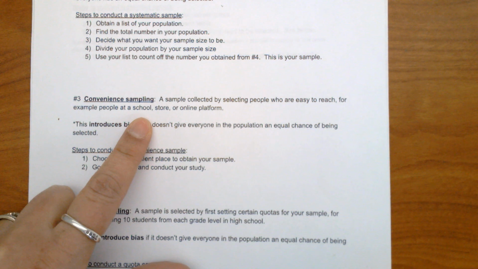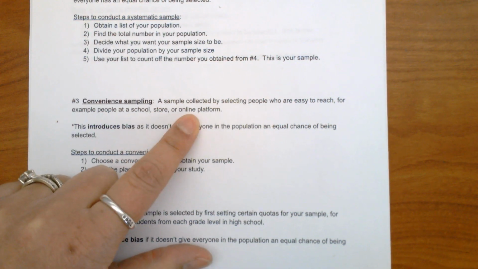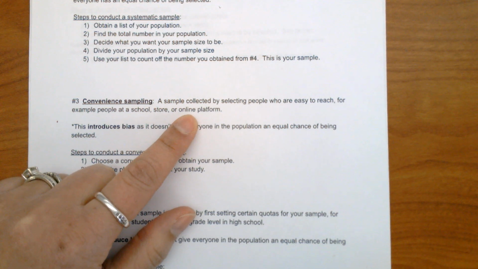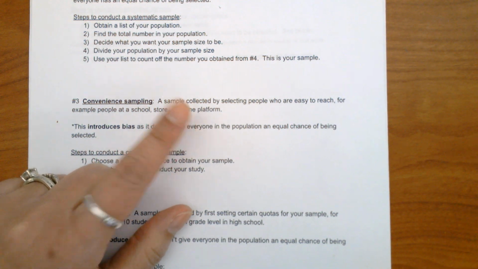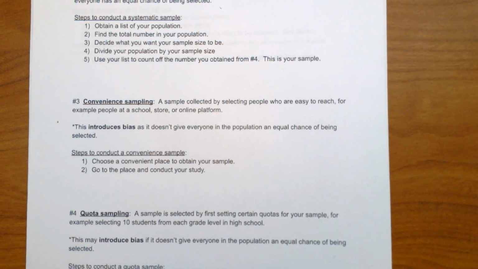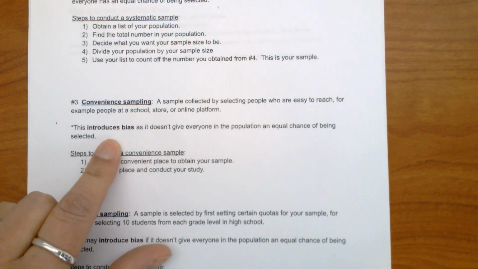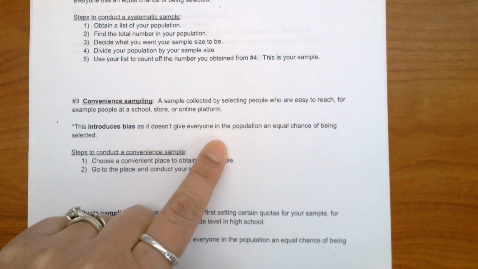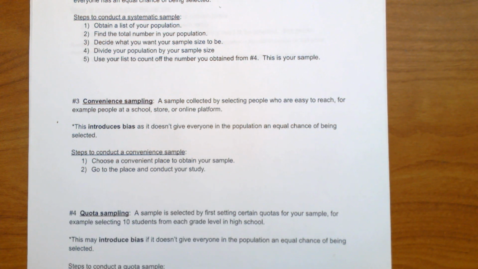For example, people at school, at a store, online platform. I get a lot of people wanting to send out surveys or ask for opinions using Instagram or Facebook or whatever online platform. That's all well and good, but it does introduce bias, as it doesn't give everyone in the population an equal chance of being selected.